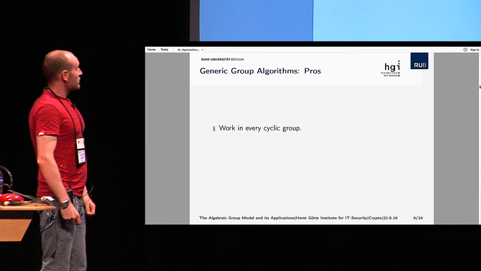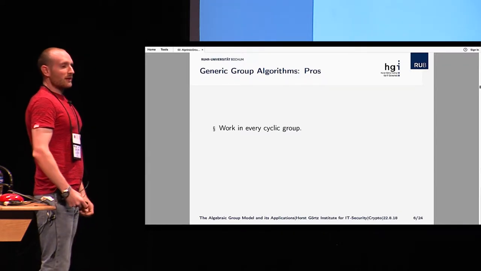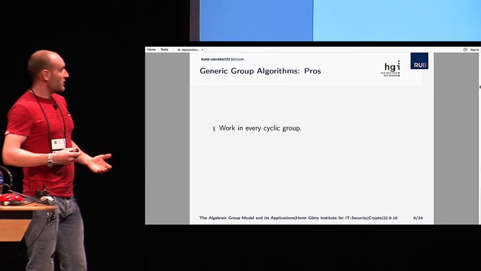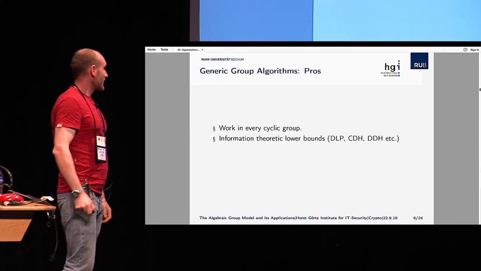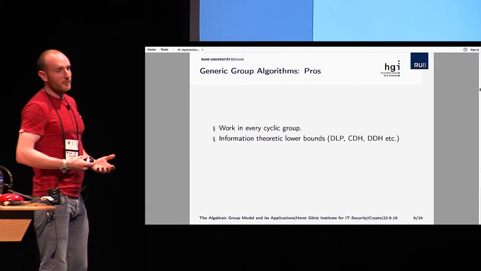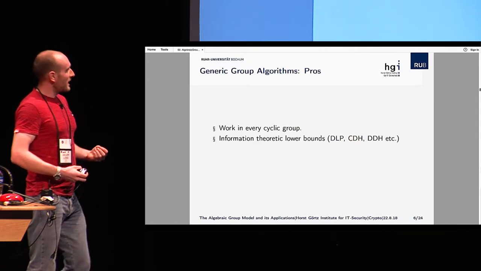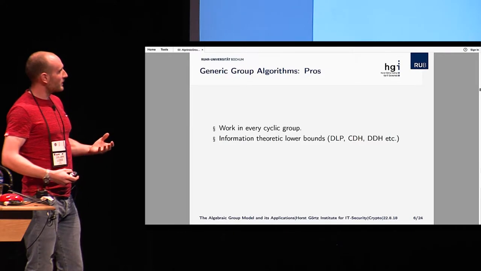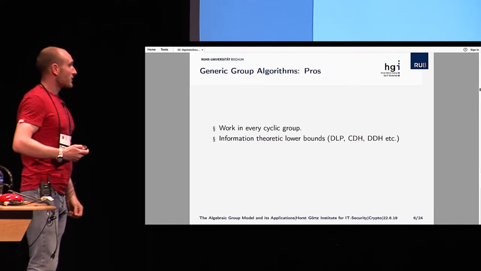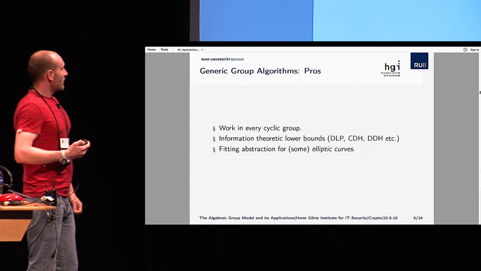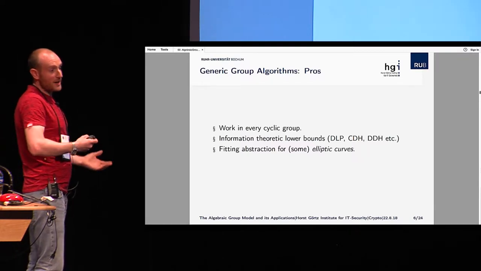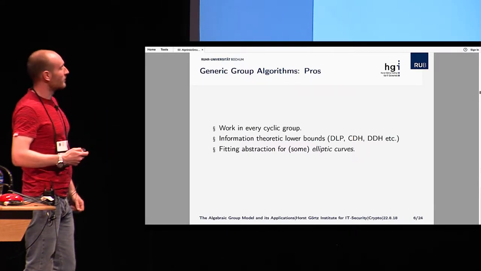Here are some pros of generic group algorithms. The first one is that they work in every cyclic group. Even more so, they take the same number of steps to compute the same problem over every group. This is a very nice property. A second very nice property is that, due to their simplistic nature, it's possible to prove information theoretic lower bounds on them. So you can prove how many steps it takes to compute solutions to certain cryptographic assumptions like discrete logarithm problems, CDH, DDH, and many more important assumptions. Lastly, we know some elliptic curves for which we don't know any algorithms which perform better than the generic ones. So this seems to be a very fitting abstraction.